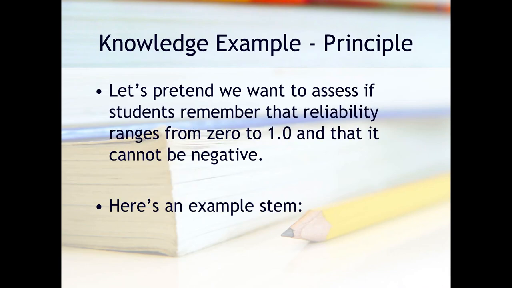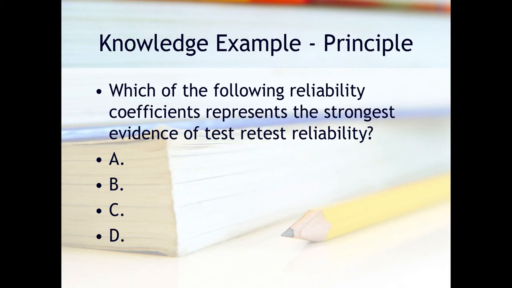Another example. Let's pretend that you're me, and you want to know if students remember that reliability can only be from 0 to 1 and that it cannot be negative. So basic memorization, again, pretty low level skill, that's all you want to know. So I've created a stem for you. Here's your stem. It says, which of the following reliability coefficients represents the strongest evidence of test-retest reliability? So something I want you to think about is, which of the following distractors would be bad? Wouldn't be following the rules that we've talked about so far.